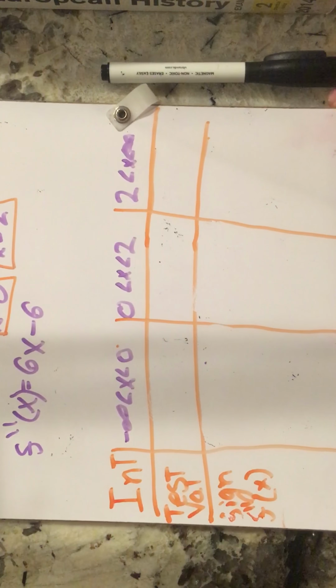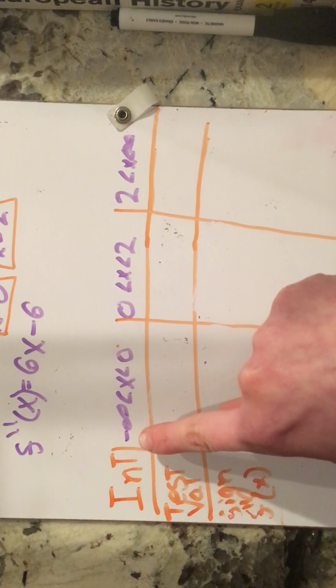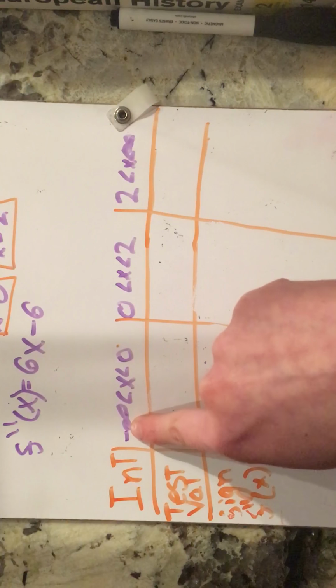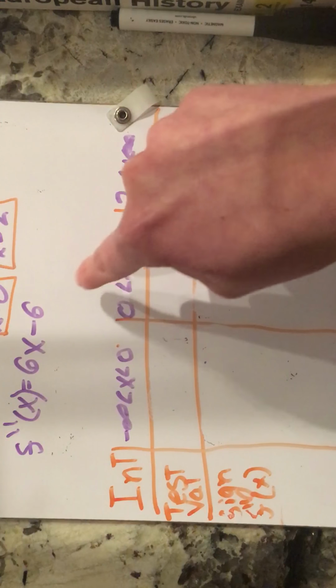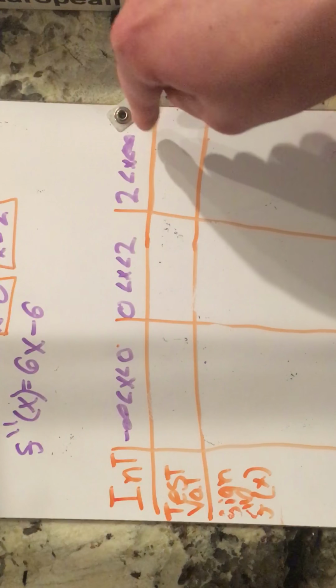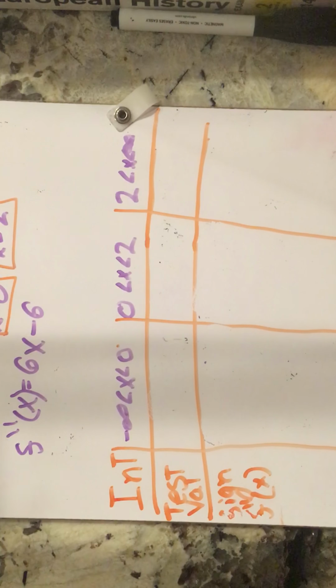Okay, so here's our chart. We have our intervals: negative infinity less than x, which is less than 0; 0 less than x, which is less than 2; then 2 is less than x, which is less than infinity. And I know that infinity is a little wonky, but bear with it. Next we have to find our test values, right? What we're going to use in this chart.